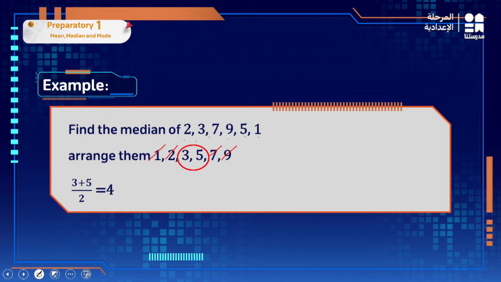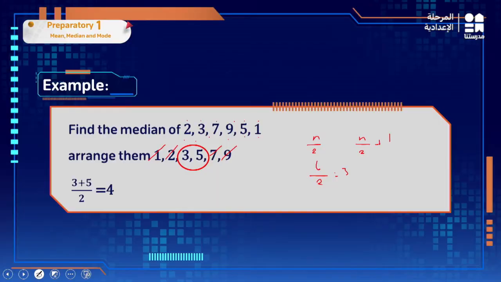Or the order is n over 2 and n over 2 plus 1. Here, how many values? 1, 2, 3, 4, 5, 6. So it's 6 over 2, which is 3, and after 3 is 4. So I need the third and the fourth number. The third number is 3, and the fourth number is 5. So add them and divide by 2. That's when we have an even number.